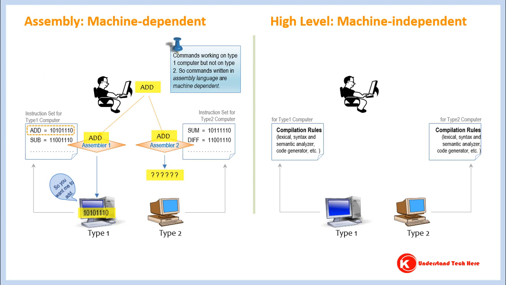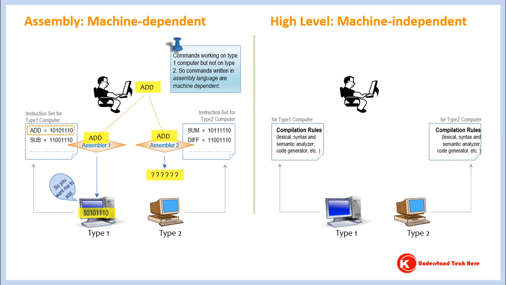Of course, the compilation rules of this computer are going to be different from the compilation rules of the type 1 computer. This is the key thing to understand here. Different compilers for different types of computers. To be more accurate, different compilers for different computer architectures.